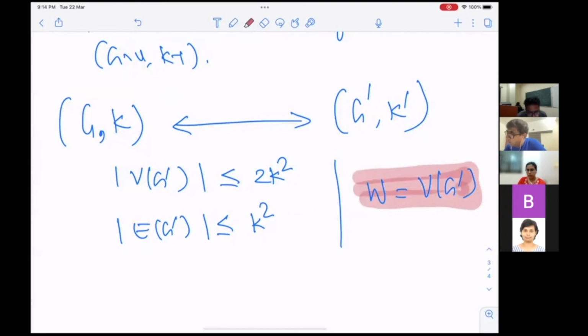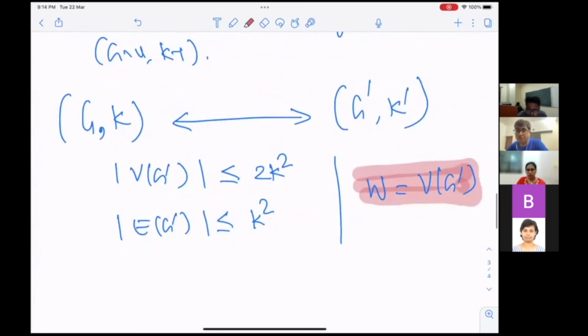Okay. So in our world, this kind of transformation has a name.